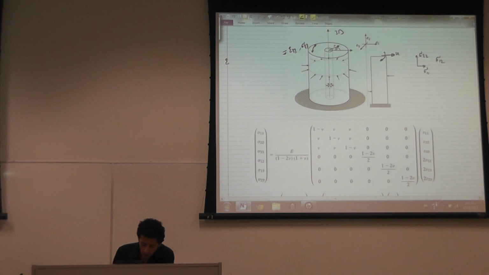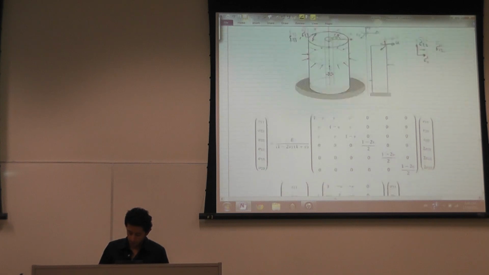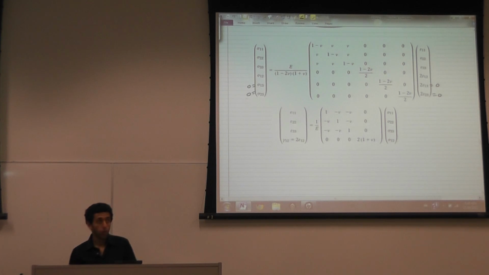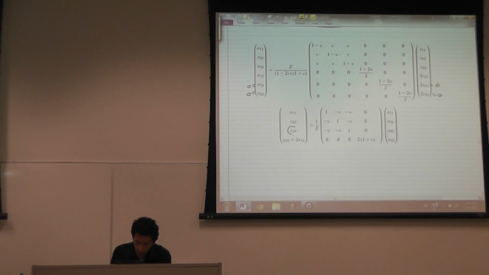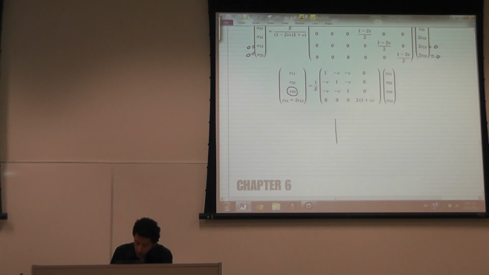because epsilon 3,3 is equal to the circumference after deformation minus the circumference before. Let's just write it at the bottom. So here's the relationship between the stress and the strain. Epsilon 1,3 is equal to 0, epsilon 2,3 is 0, and this is 0, and this is 0. So I'm left with a 4x4, and I have an equation for epsilon 3,3 that's related to the outward displacement.